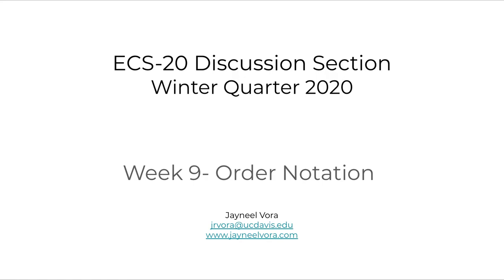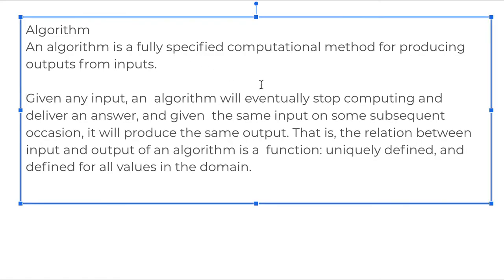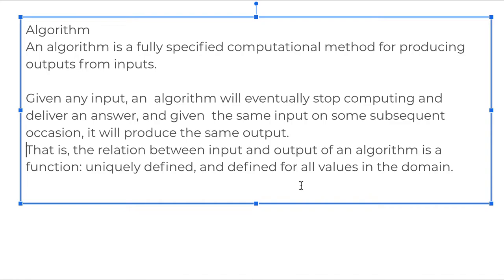So we're talking about order notation right now, right? Before that, let me define what an algorithm is. An algorithm is a fully specified computational method for producing outputs from inputs. If you're given an input, any algorithm will eventually stop computing and deliver an answer, and given the same input on some subsequent occasion, it will produce the same output. That is, the relation between input and output of an algorithm is a function. This relation is exactly, uniquely defined and defined for all values in the domain.